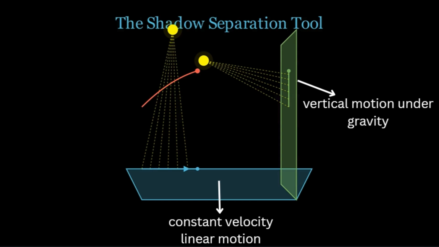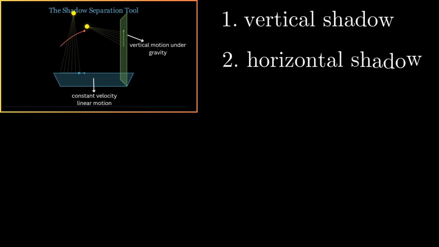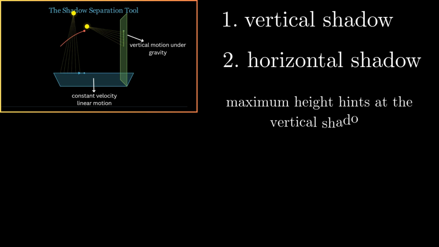Now that we know these hidden motions, we have the key to be able to solve every projectile. Here's the idea. For any projectile problem, you're indirectly being asked about one of two directions, any of the two shadows. Maybe it's, say, the maximum height, and that hints at the vertical shadow. But here's where most people get lost. They try to mix the two, vertical and horizontal questions, without noticing.